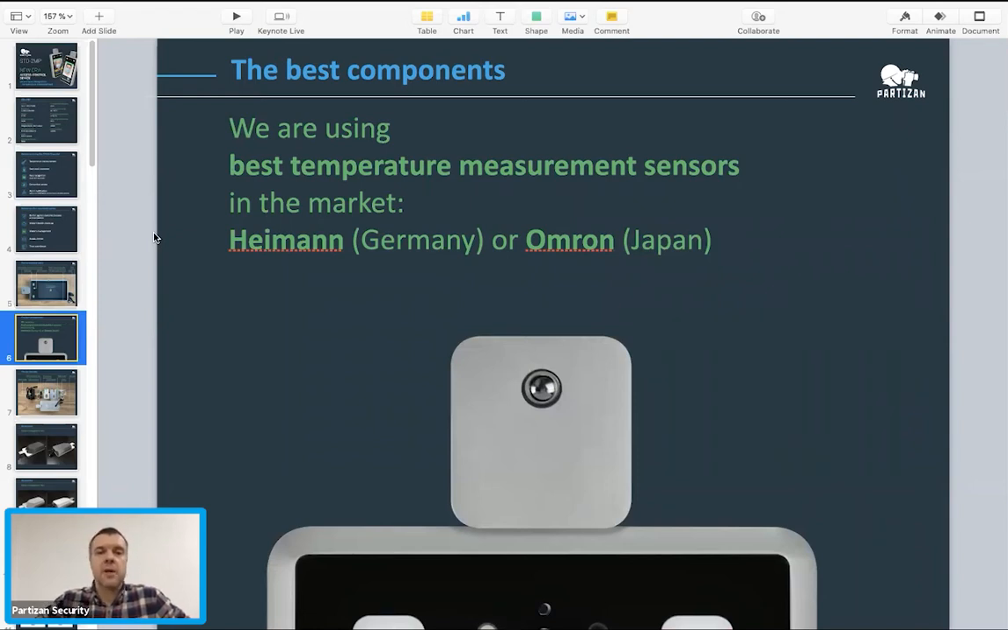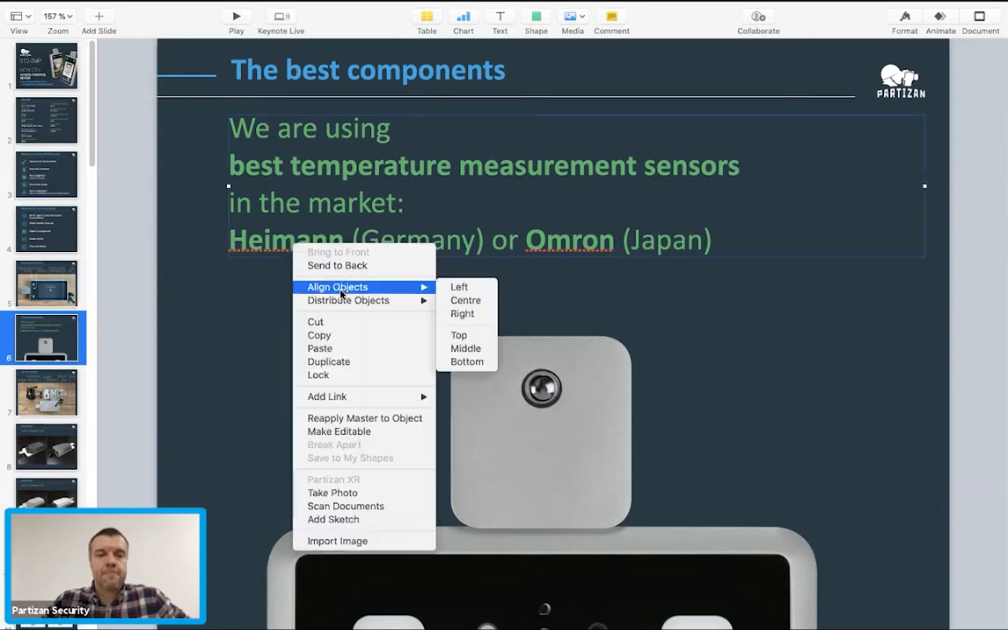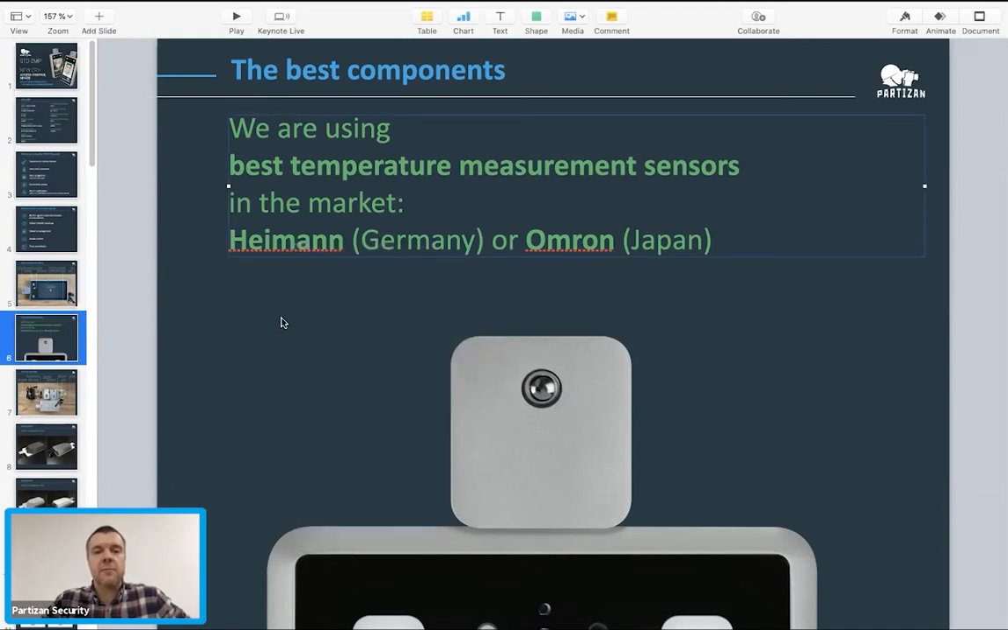In our devices, we're using two different sensors. It's basically Heimann from Germany, and Omron from Japan. These two are the top-notch sensors on the market, and definitely nobody else brings such quality and accuracy in these measurements. The most important thing is that the device price is composed of, let's say, 80% the sensor, and all the rest is the device itself.